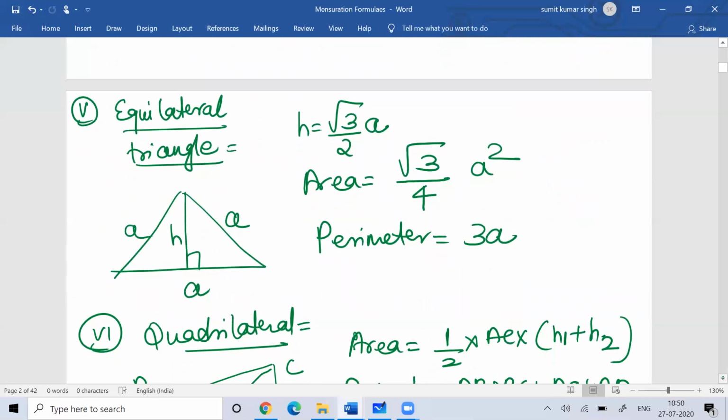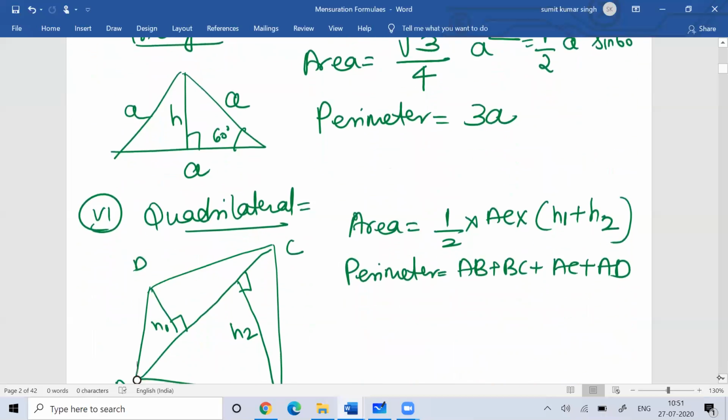For an equilateral triangle, the height formula is root 3 by 2 a, where the area is root 3 by 4 a squared. You can prove this by the formula half ab sine theta. So this is half ab, where a into b are both equal, and sine theta here would be sine 60 degrees. With that you can get this formula. Perimeter would be the sum of all sides.